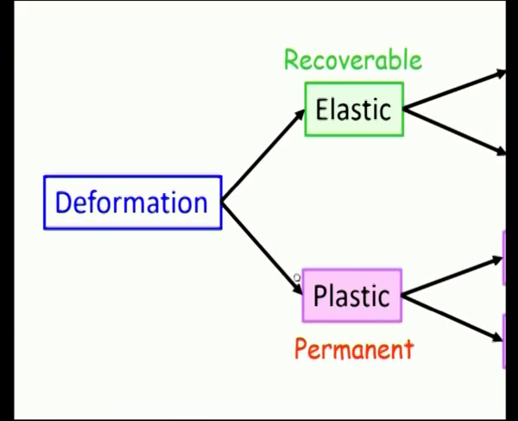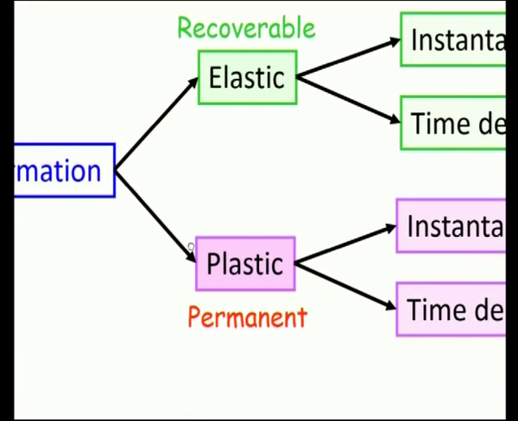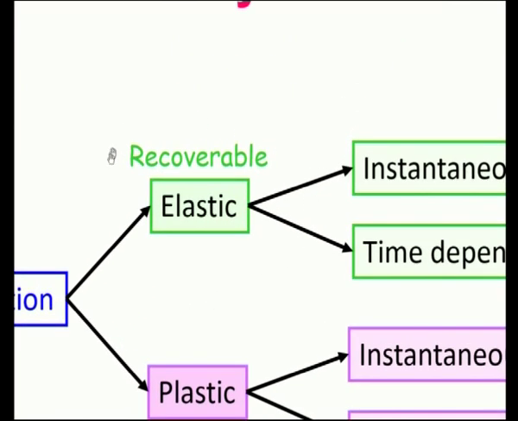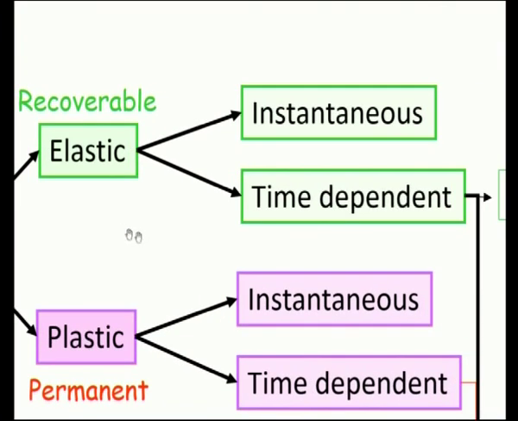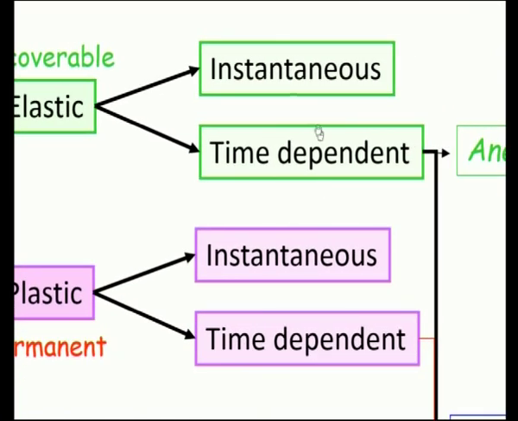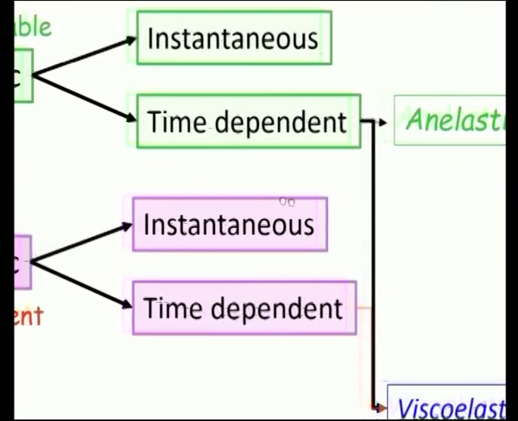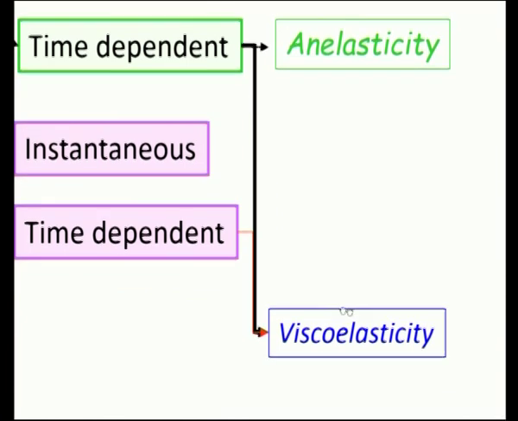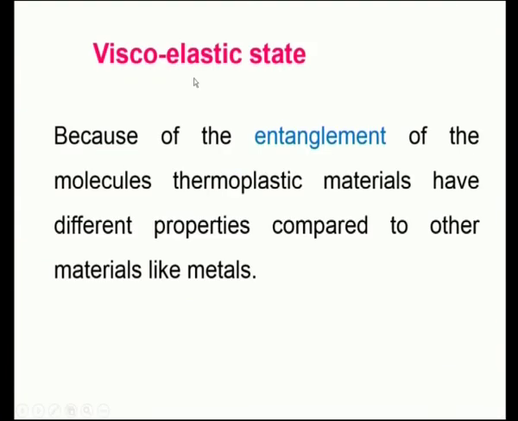The deformation could also be of 2 types. One is permanent deformation, which is in the case of plastic or polymeric materials. The other one is recoverable deformation, which is called elastic. Both the plastic and elastic deformation can exhibit instantaneous deformation or time dependent deformation, and the time dependent deformation could be anelasticity or viscoelasticity.